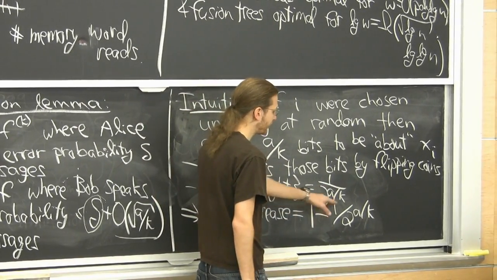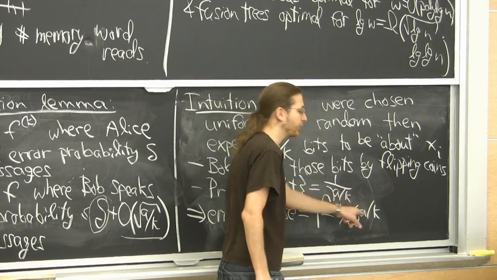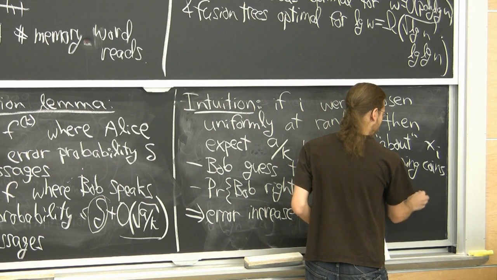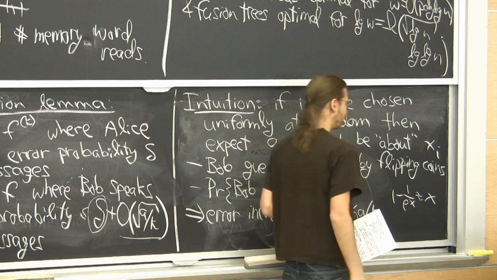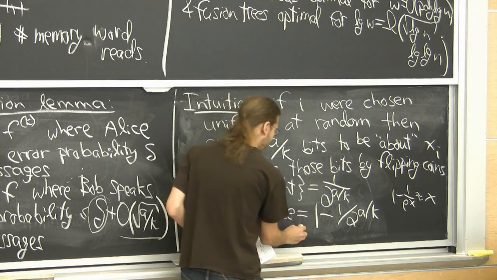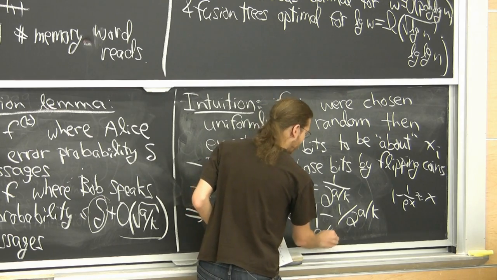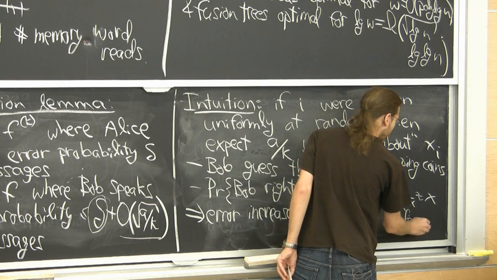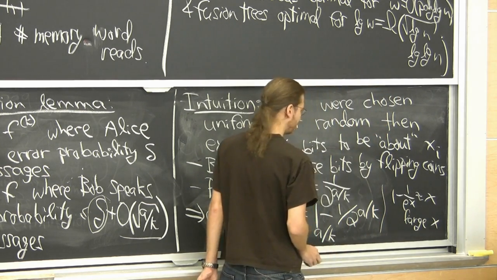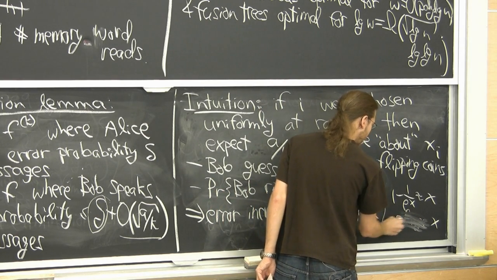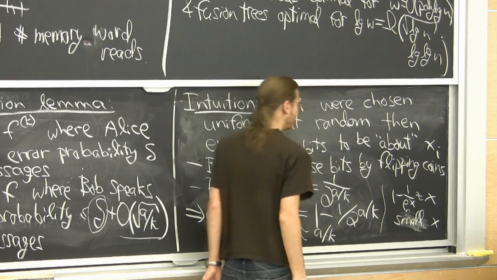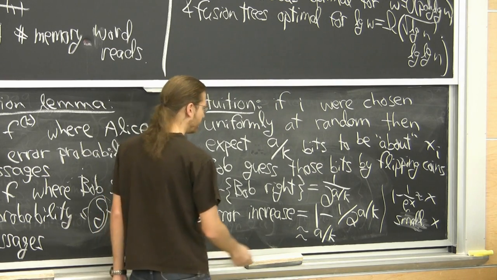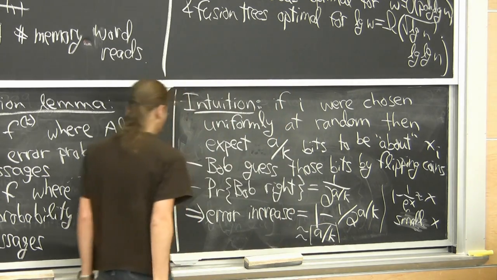Now this 1 minus 1 over something to the power of something, if this something is small, there's this fun fact, 1 minus 1 over e to the x is approximately x. So this is going to be approximately a over k, if k is large enough. This is for small x. K is large, and so a over k is small, very close to 0. So if this were true, then the error increase would be order a over k.